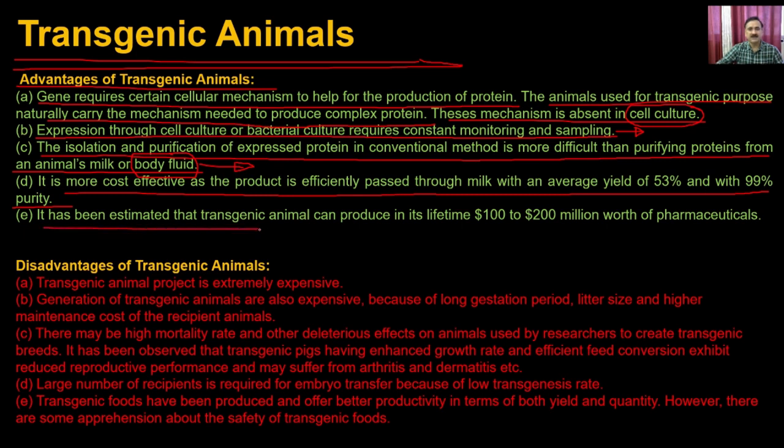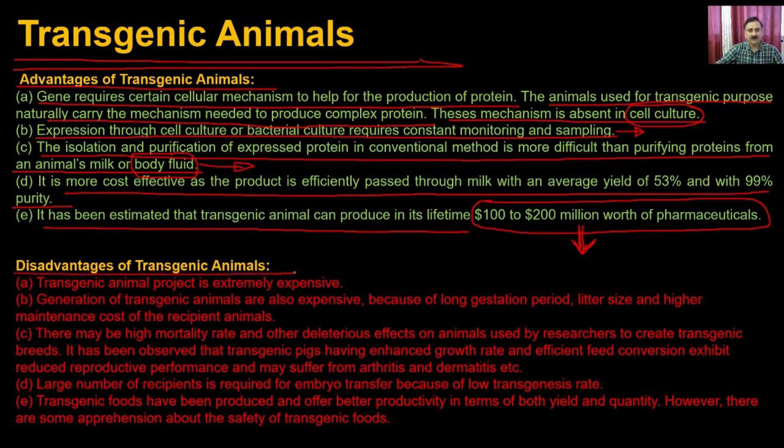It has been estimated that a transgenic animal produces in its lifetime 100 to 200 million moles of pharmaceuticals, which means the amount of insulin and all other kinds of drugs produced from a single animal is somewhere around 100 to 200 million dollars, which is a very high amount, because the life of these animals is very long compared to the life of in vitro cell culture species.